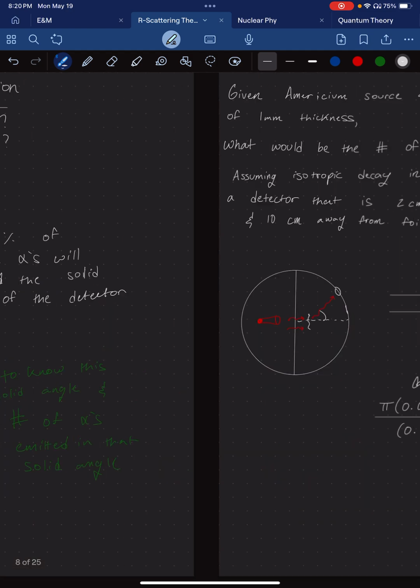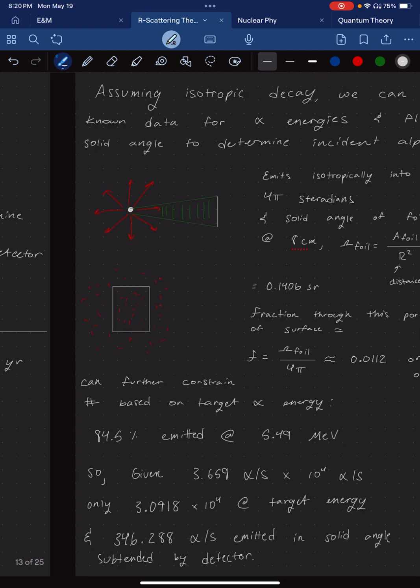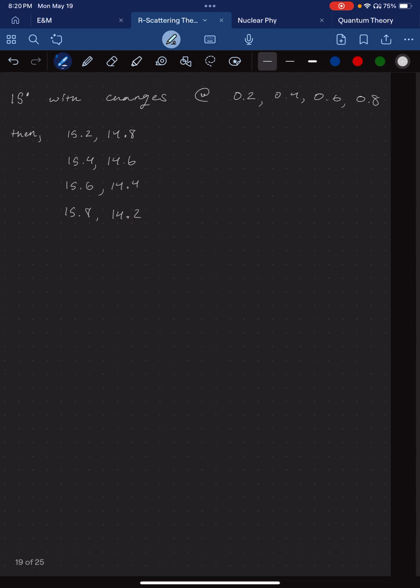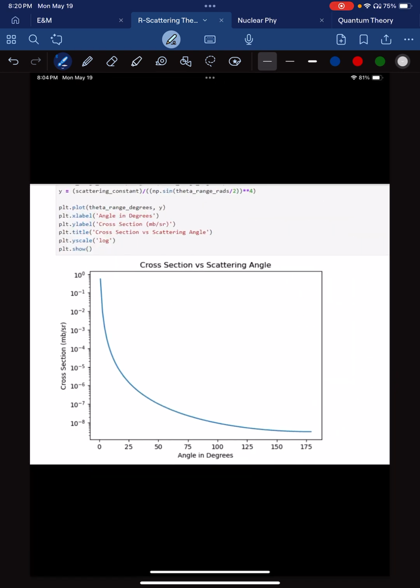So to start out, I'll just show you guys what I was doing this morning after Dr. Daniels was so kind to make me some coffee. So the first thing that Dr. Daniels wanted me to do was generate a plot of the cross section for an alpha particle to scatter, dependent upon the angle that it scatters at.